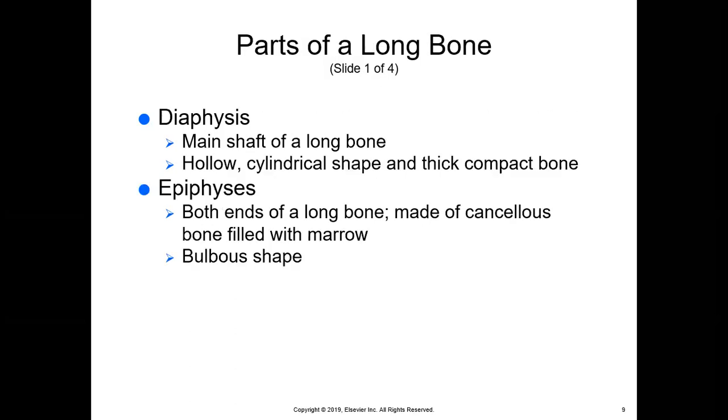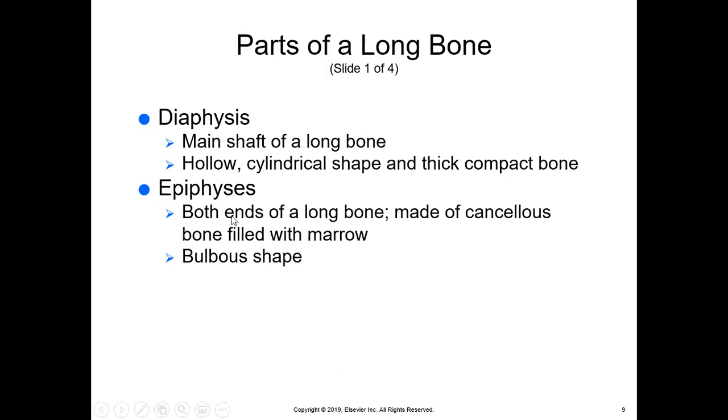So let's look at long bone in particular. This is just a long bone, not the short bone or any of the other bones. Long bones have a diaphysis, and I need you to know that the diaphysis is the main shaft of a long bone. It's hollow, cylindrical in shape, and it has thick, compact bone around it. So that's the diaphysis of a long bone.